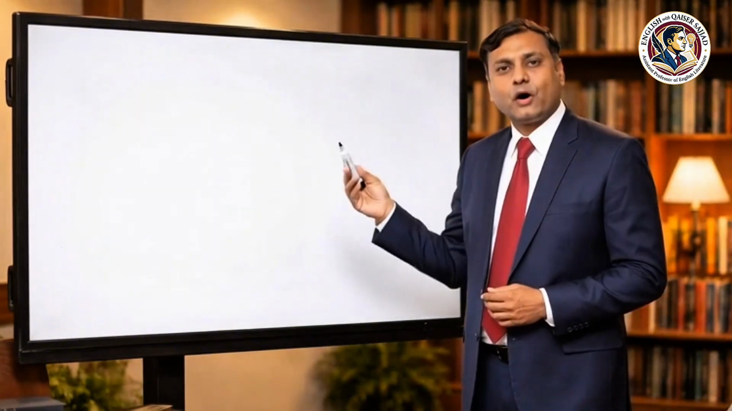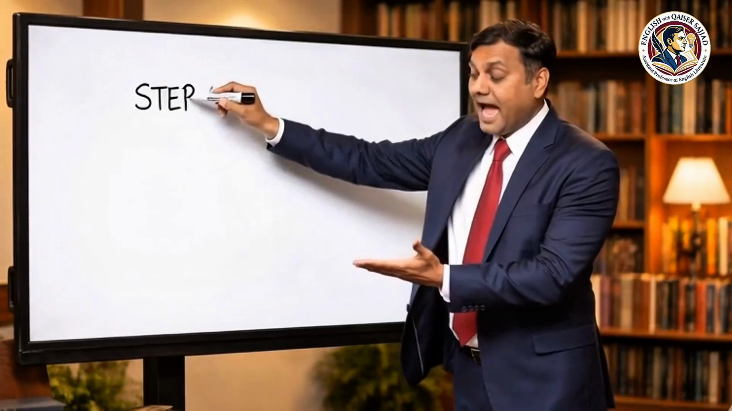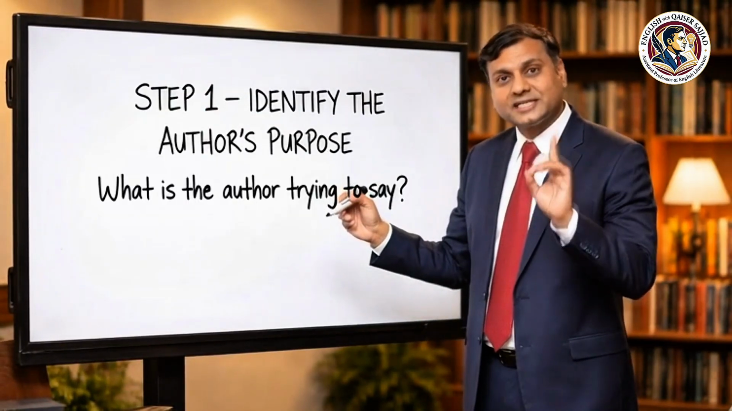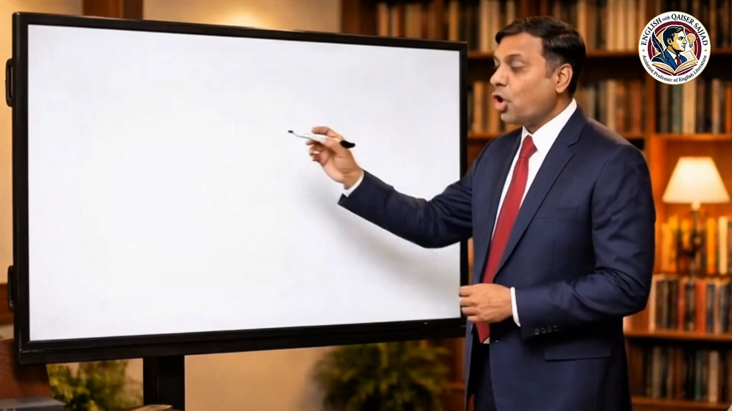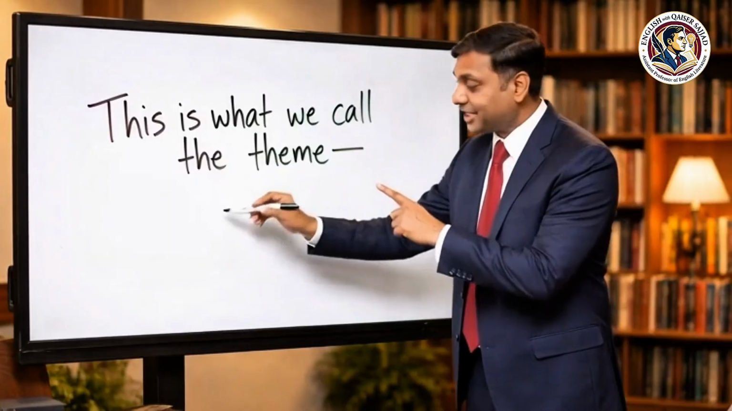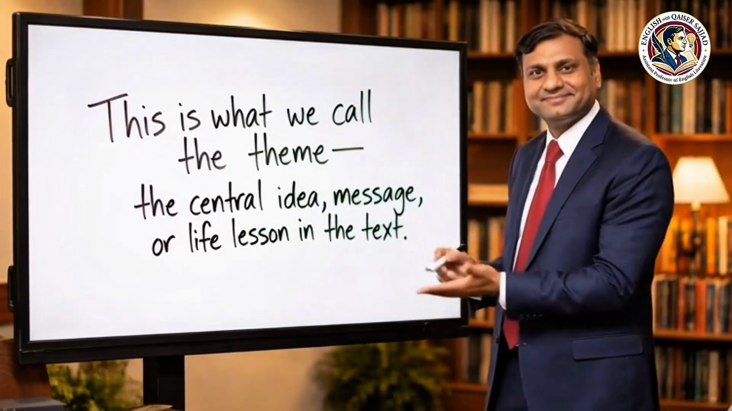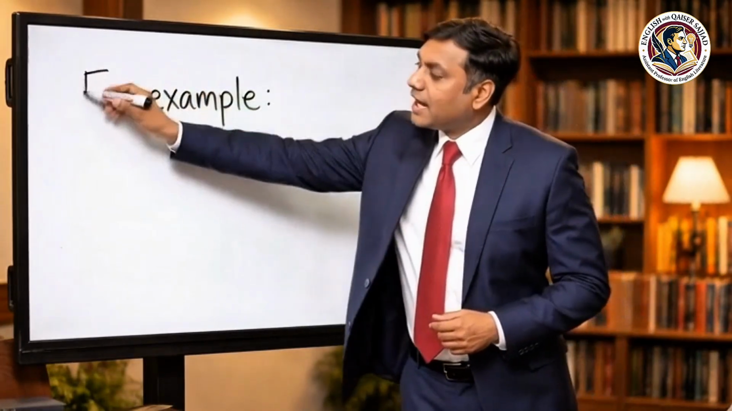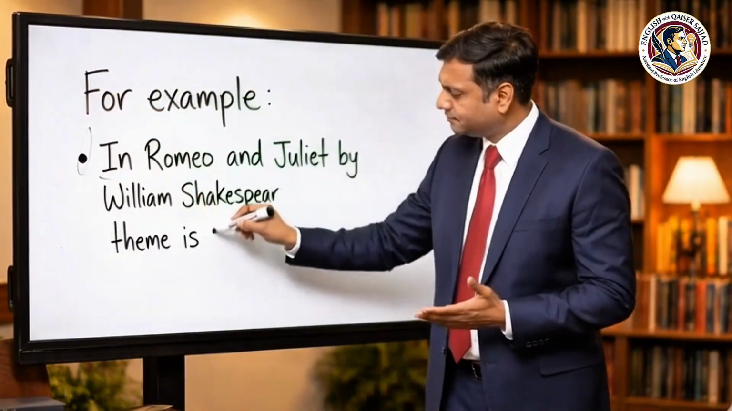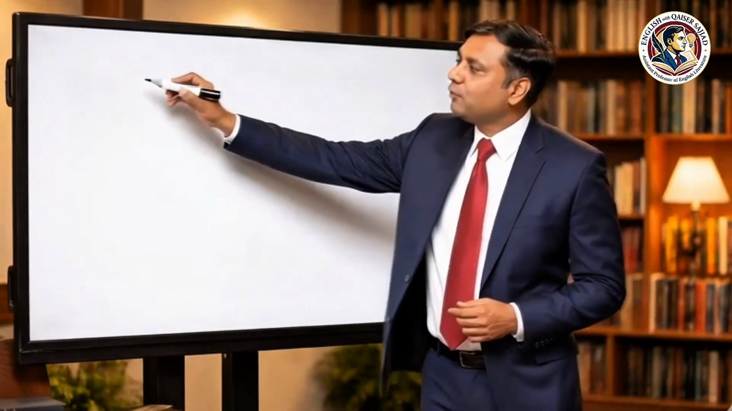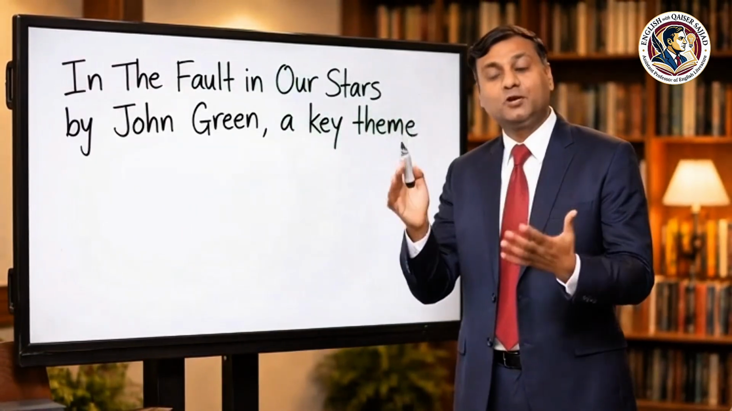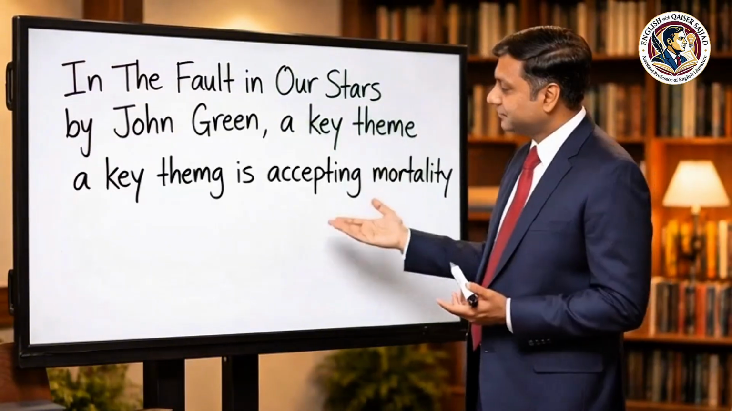Let us discuss step 1. Identify the author's purpose. Every strong literary analysis begins with one question. What is the author trying to say? This is what we call the theme, the central idea, message, or life lesson in the text. For example, in Romeo and Juliet by William Shakespeare, one major theme is forbidden love. In The Fault in Our Stars by John Green, a key theme is accepting mortality in the face of illness.